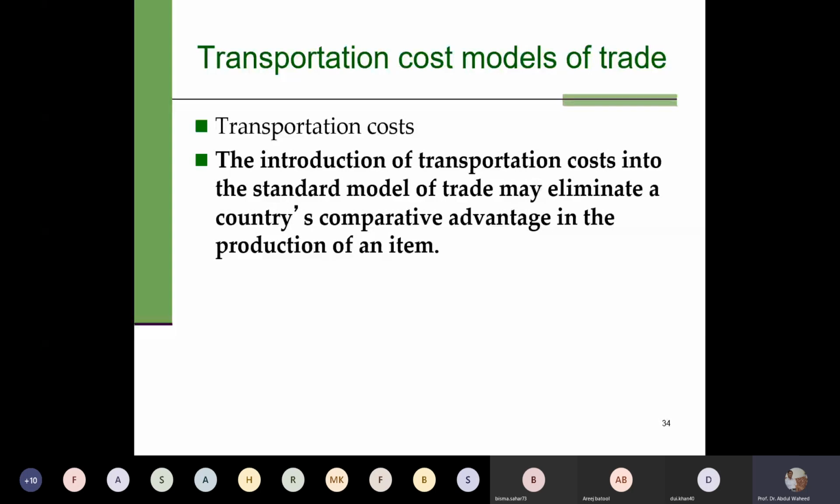Now, if there is a transportation cost of $20, then will this product be tradable or non-tradable? Price in Pakistan is $100. Price in United States is $150. Transportation cost is $20. So would this good be traded or not?